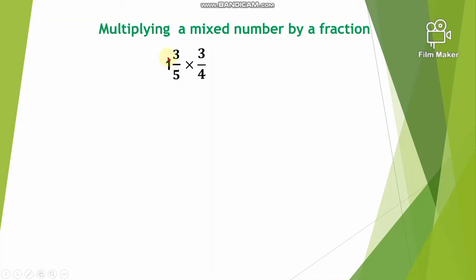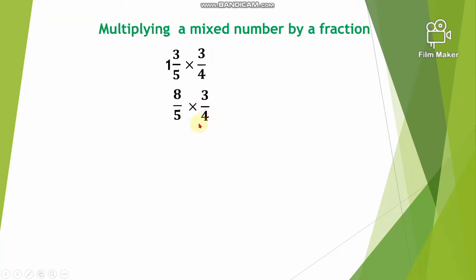Then to the answer you obtain, we have to add the numerator of the fraction. So that will be your numerator in the resultant fraction. You know that the denominator will not change. So if you multiply 5 by 1, you will get 5. Then if you add 3 to the answer, 8 will be the numerator. The denominator is 5. Now you have to multiply this by 3 over 4.